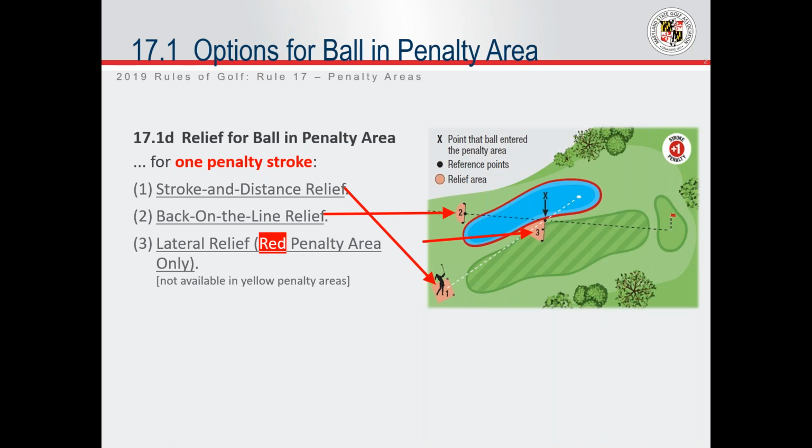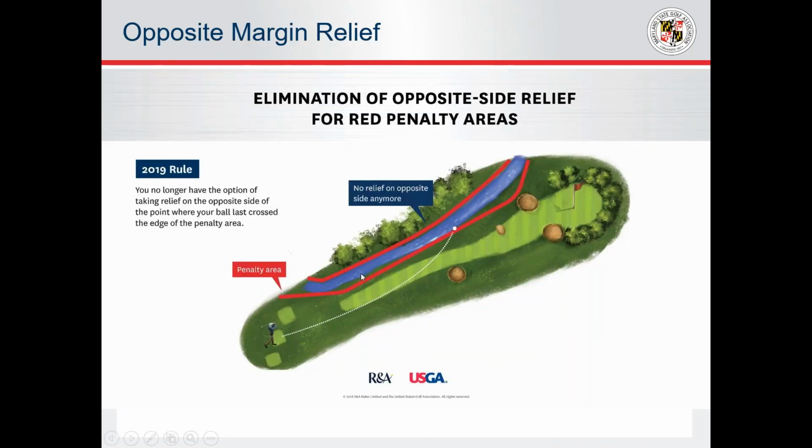So that's option 2. And then option 3, understanding that red penalty areas get lateral relief, we can take the X point, our reference point, and get 2 club lengths from that area no closer to the hole, and then we can have that relief area to drop into. So those are the 3 options for a red penalty area. And I think this image does a better job of showing those different relief options than last week. So I wanted to share that.